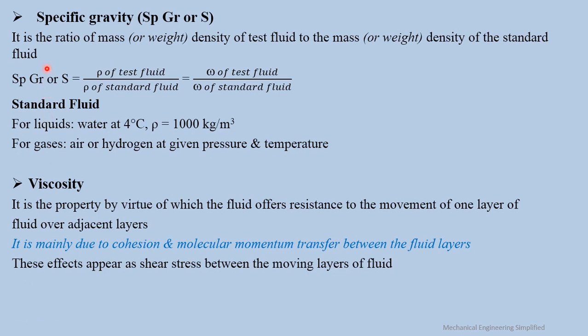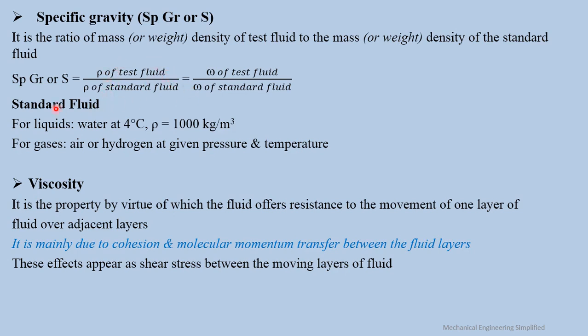Another property known as specific gravity, denoted by SPGR or simply S. What is it? It is the ratio of the mass density or weight density of the test fluid to the mass or weight density of the standard fluid. It is given by S equals rho of test fluid upon rho of standard fluid, which is also equal to omega of test fluid upon omega of standard fluid. This rho is the mass density, this omega is the weight density. What is the test fluid? The test fluid is any fluid whose specific gravity we need to find out.